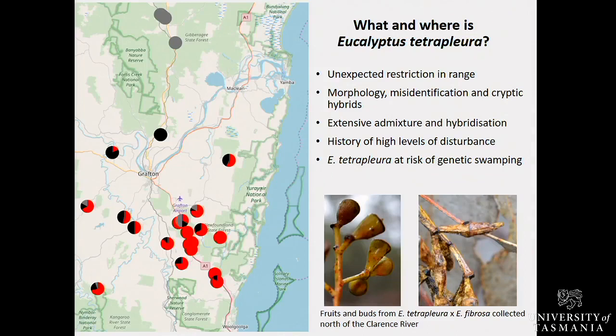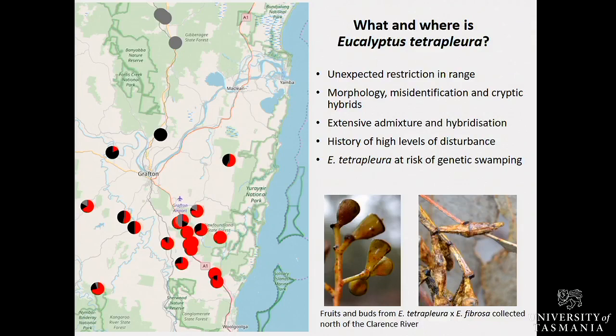So in order to identify if what we were seeing were actually hybrids, we ran the NewHybrids software, and that was quite complicated because we had to use subsets of the data. But for simplicity's sake, I'm just presenting on the map what came out as pure tetrapleura and what came out as hybrids between tetrapleura and fibrosa and between tetrapleura and sidrifloa. The red indicates pure tetrapleura, the grey indicates hybrid between fibrosa and tetrapleura, and the black indicates hybrid between sidrifloa and tetrapleura.